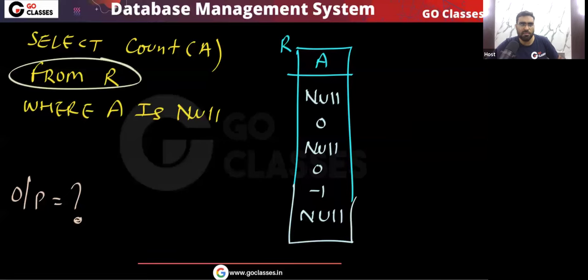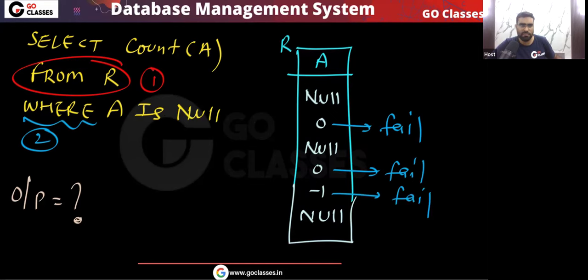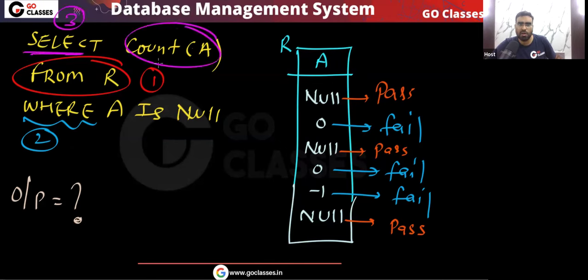So, very simple point. Remember, first, what will happen? First, in the conceptual evaluation, this will happen. Then, second, this will happen. So what will happen is null. So, very simple. This tuple will fail. This tuple will fail. This tuple will fail. Correct. This tuple will pass. This tuple will pass. This tuple will pass. Okay. Now the third thing that will happen is this. This is the third thing. Count of A. So what will that be?